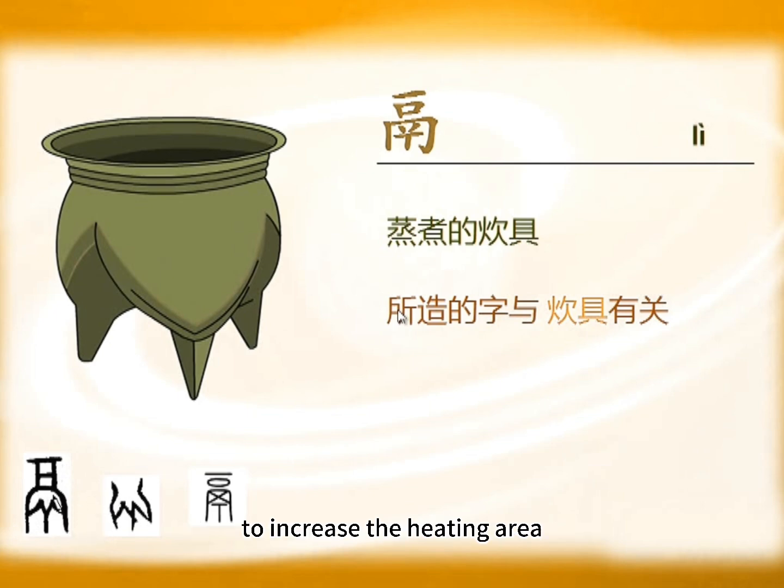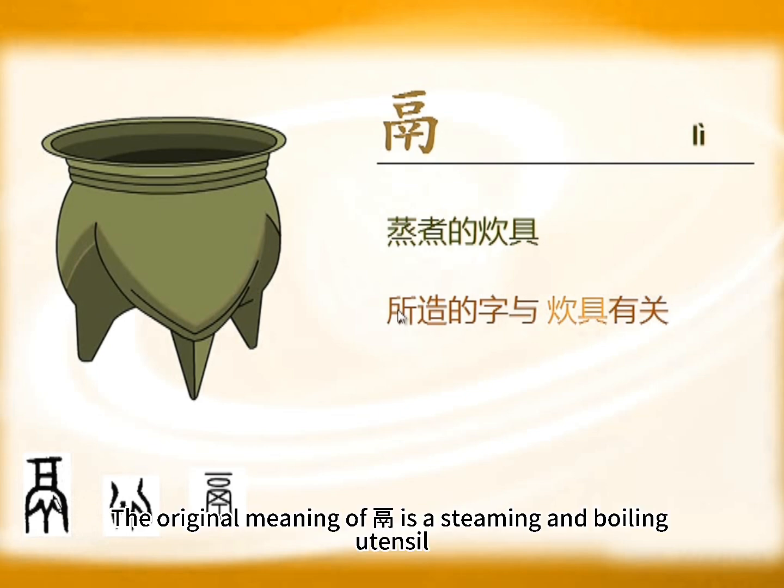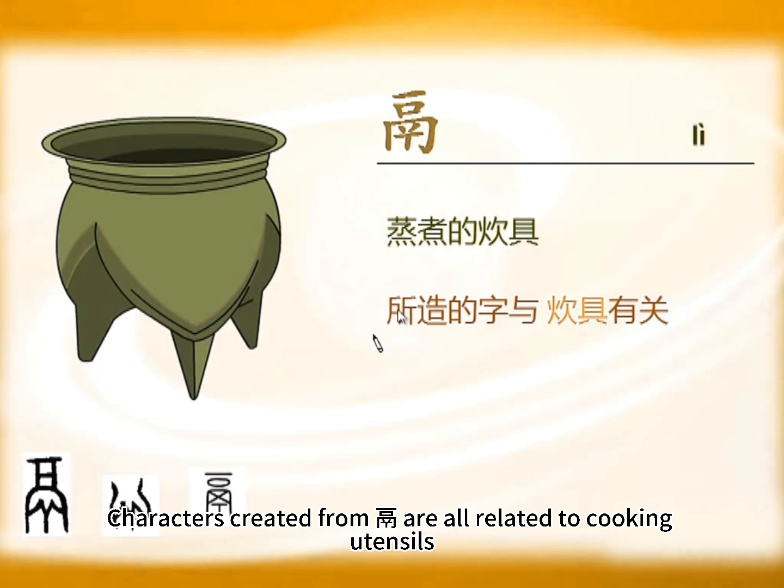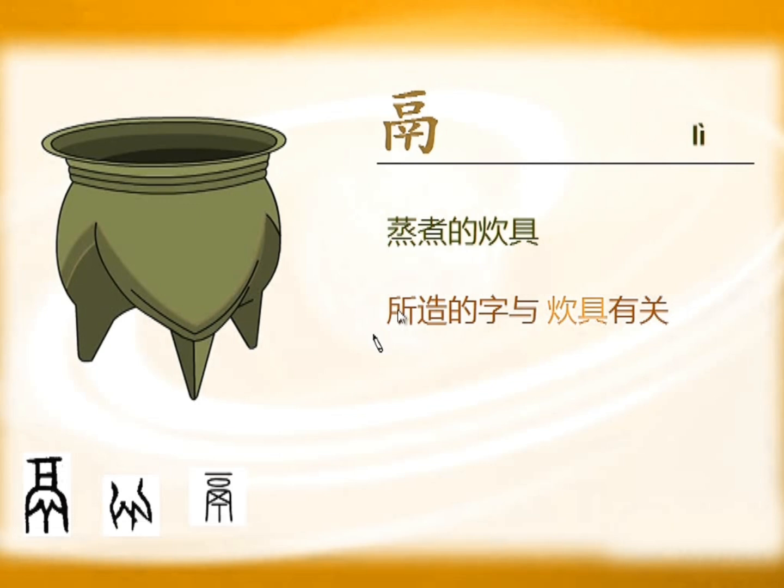This is to increase the heating area. The original meaning of li is a steaming and boiling utensil. Characters created from li are all related to cooking utensils. Next, let's look at róng, as in 消融 and 孔融.